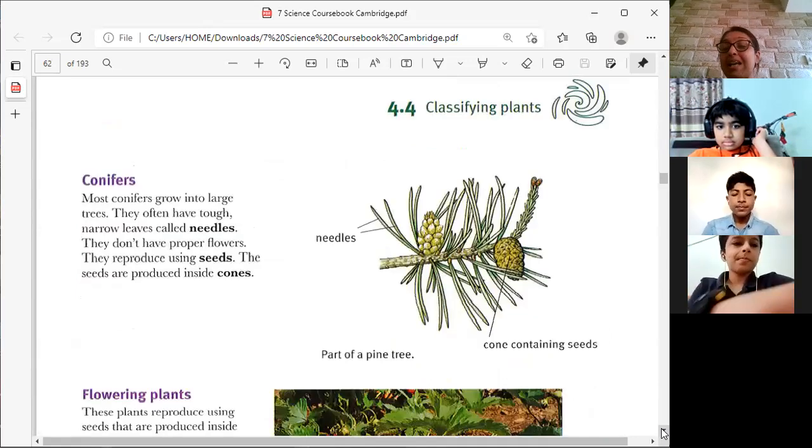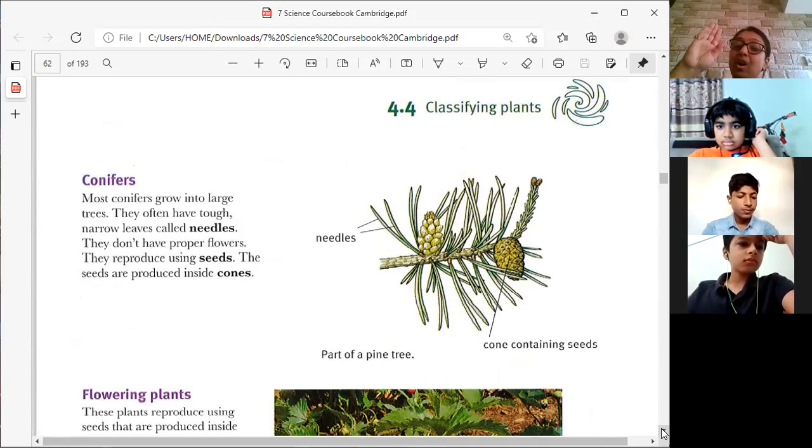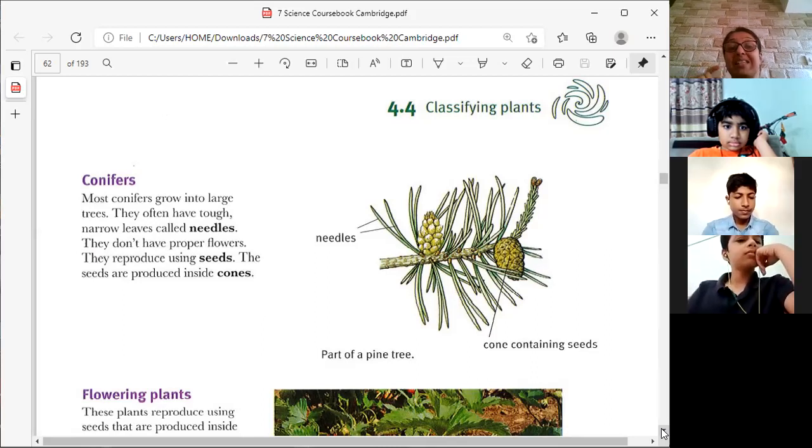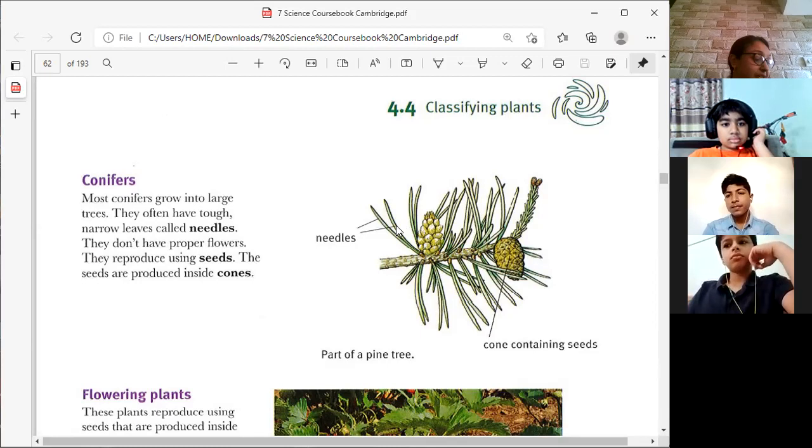The third group is called conifers. Most conifers grow into large trees. They are not small plants. You must have heard the word coniferous forest. Conifers are large trees. They often have tough, narrow leaves called needles. You can see how their leaves are narrow, like a needle. They don't have proper flowers. They have something called a flower, but they are not proper flowers.